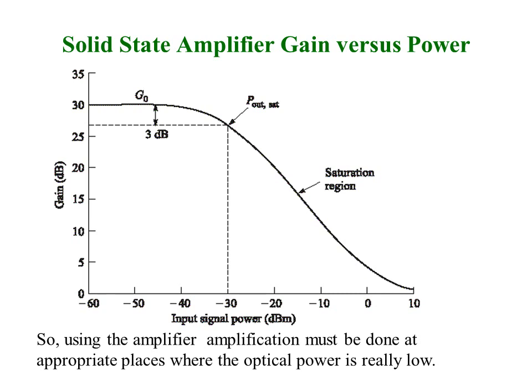So here we can see the solid state amplifier gain versus power. If we increase the input signal power, there is a decrease in the gain. Initially there is a high gain. You can observe from the diagram, using the amplifier, amplification must be done at appropriate places where the optical power is really low. So you can observe here, when the input signal is low at the start, gain is more, almost 30 dB. Then at the saturation point it decreases 3 dB down from the maximum gain G0. Then in the saturation region it will decrease if you increase the input power. This is the solid state amplifier gain versus power.